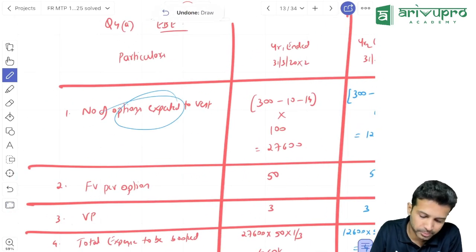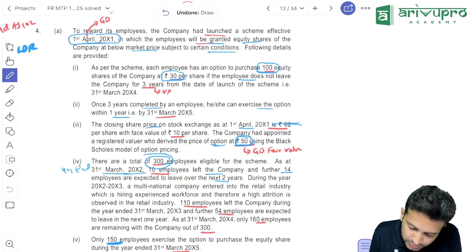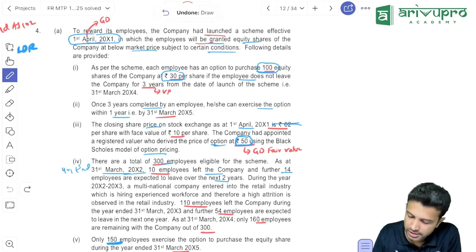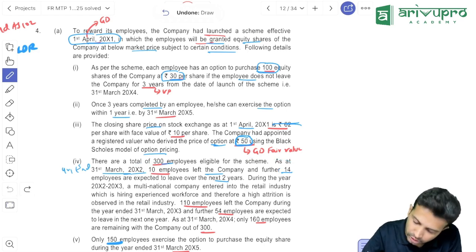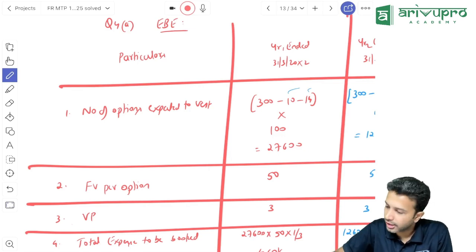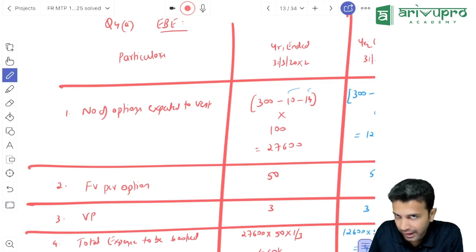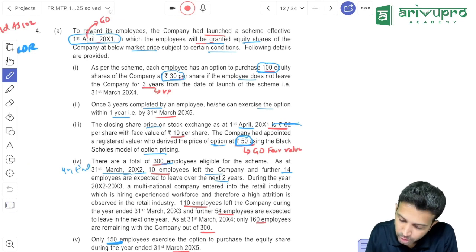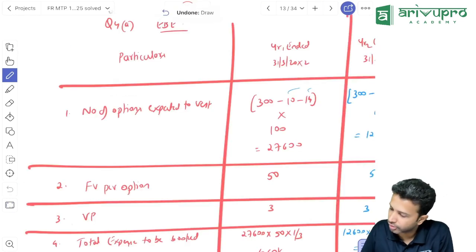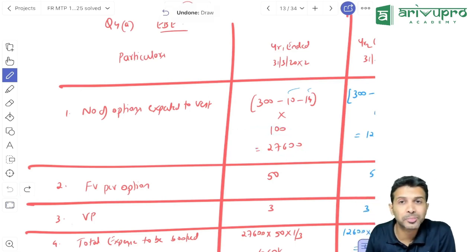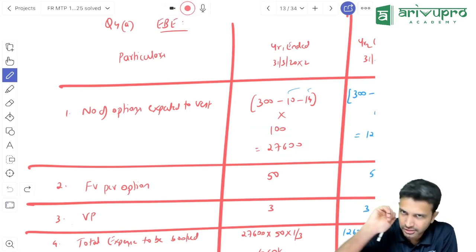First, number of options expected to vest. How many options were given to how many employees? 300. In that, how many have already left? 10 actually left in the first year. 14 are expected to leave over another 2 years. So from 300, minus 10, minus 14, you get 276 employees expected to buy these shares. And each employee can buy how many shares? As per the question, each employee can buy 100 shares. So multiply by 100. That means totally 27,600 shares are expected to vest using the company's estimate. That's the first thing.